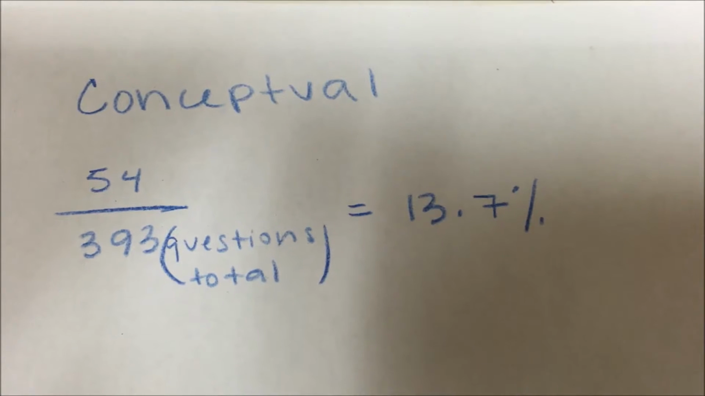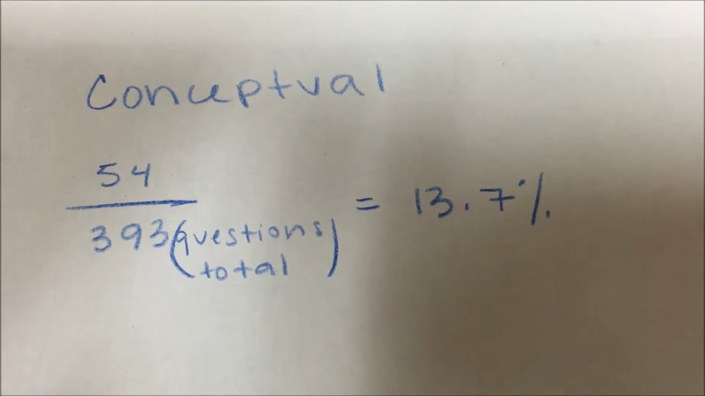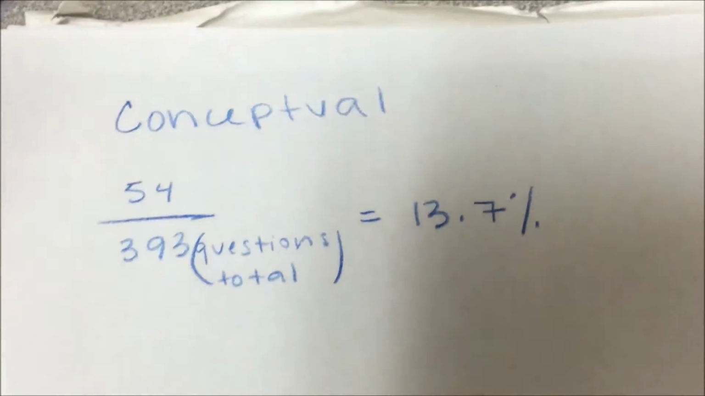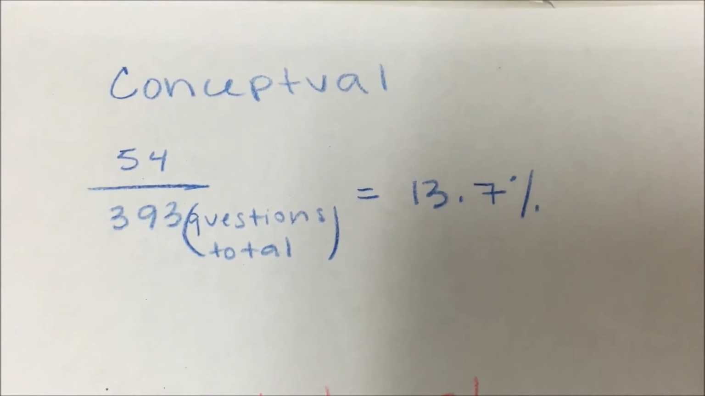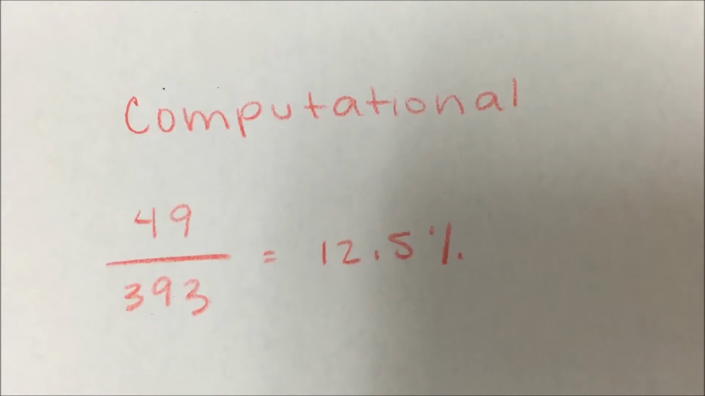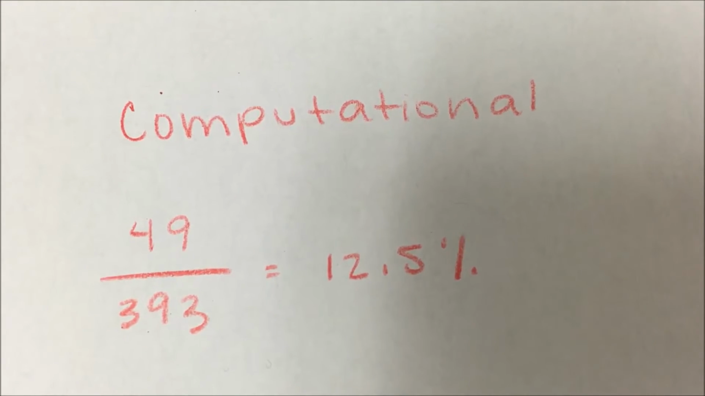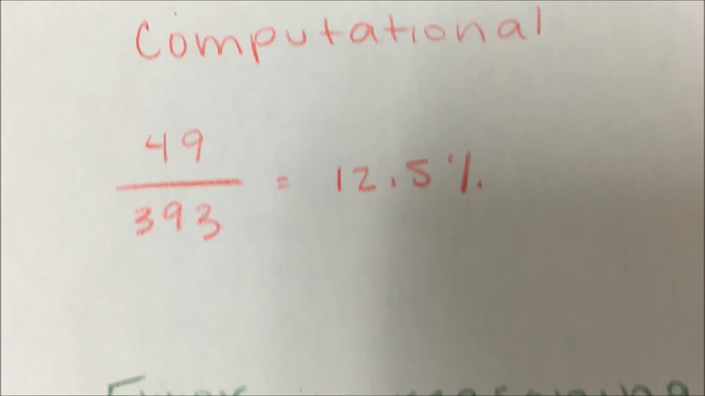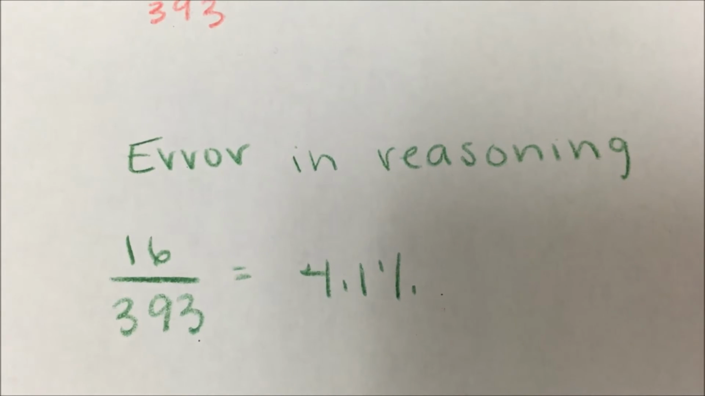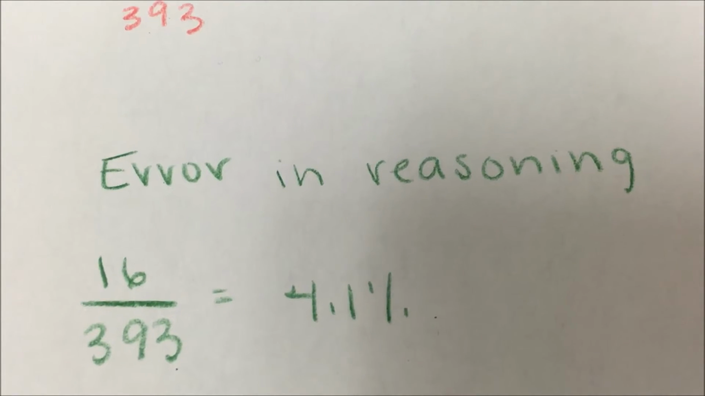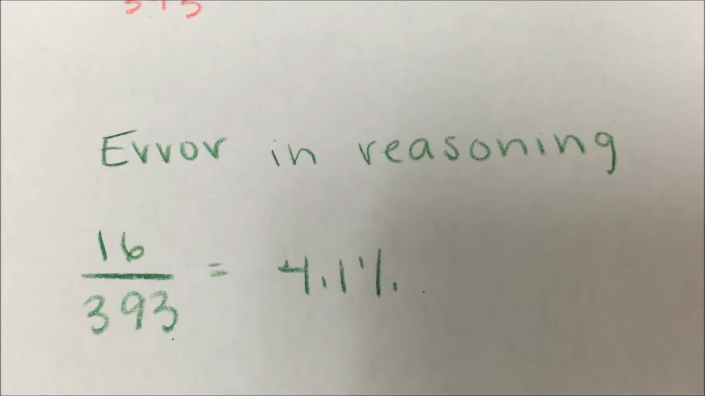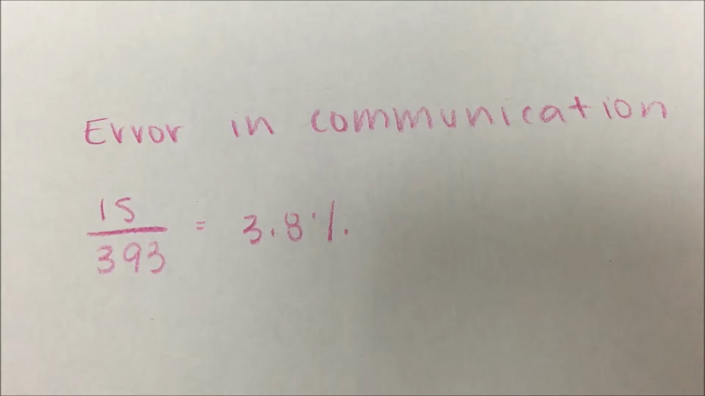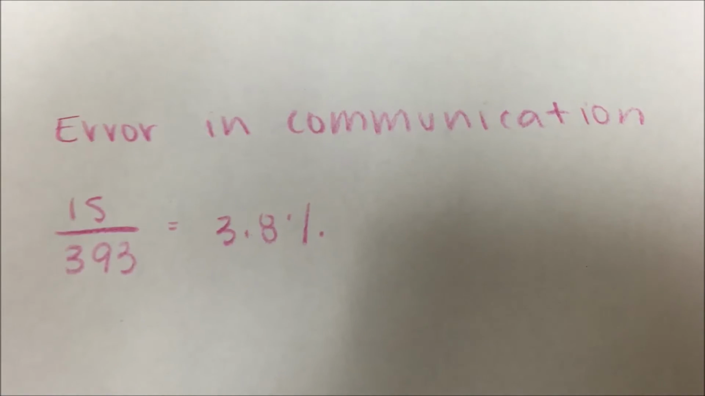The total of conceptual problems that we missed when all the tests combined was 54 out of 393, which equals out to 13.7%. Total computational problems that we missed, 49 out of 393. That is a total of 12.5%. Problems of error in reasoning, 16 out of 393, which is about 4%. Error in communication was 15 out of 393, and that was about a total of 3.8%.